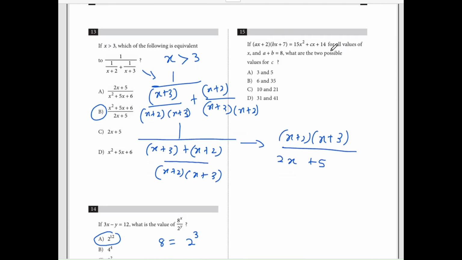And question number 15. They have given an equation for all values of x, and a plus b equals 8. What are the two possible values for c?